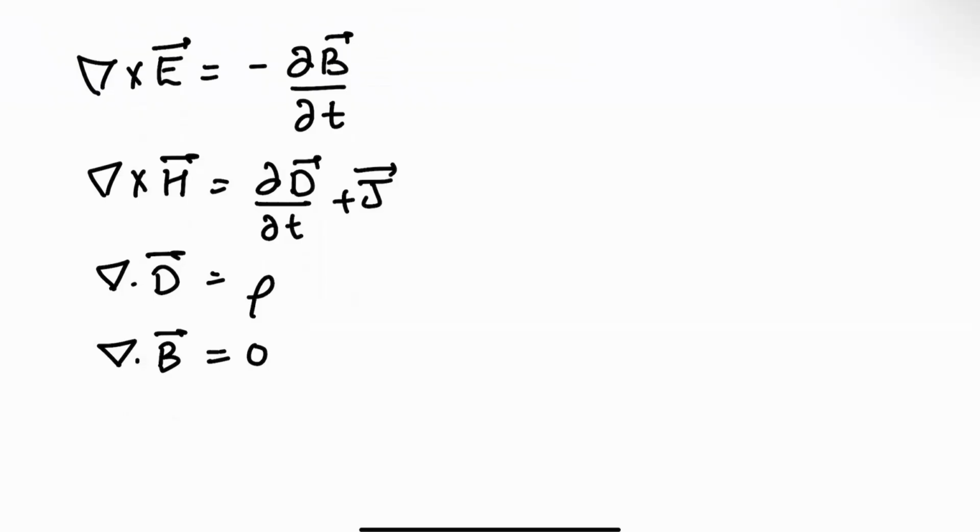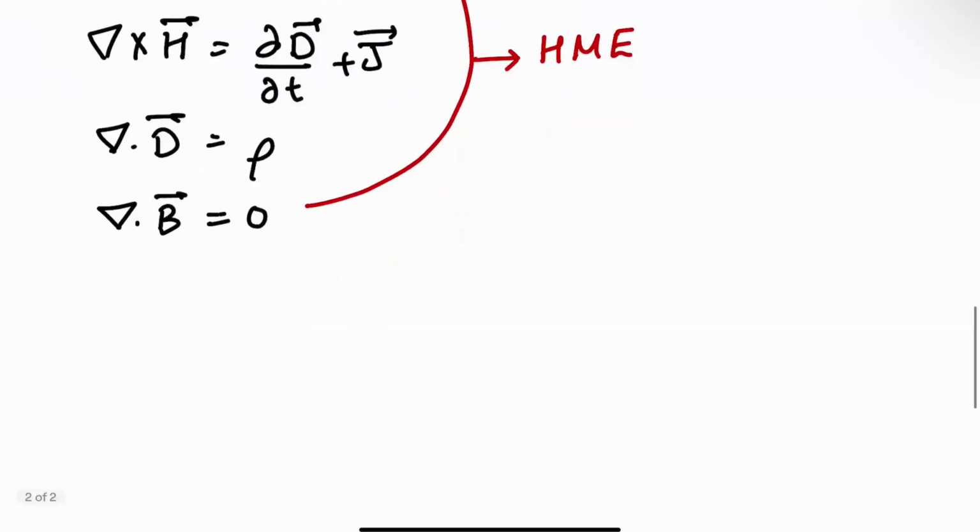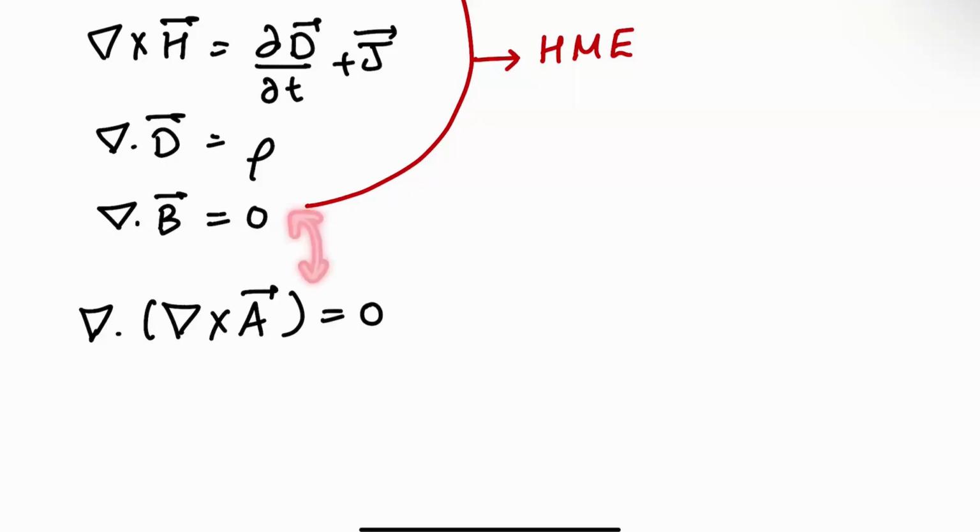Okay. All right, so we know that these two are the homogeneous Maxwell's equations because they don't have any sources. Right, so we'll start from there. Okay, so you know that divergence of curl of some vector field is always 0. And since the divergence of B is also 0, we can write B as the curl of some vector A.